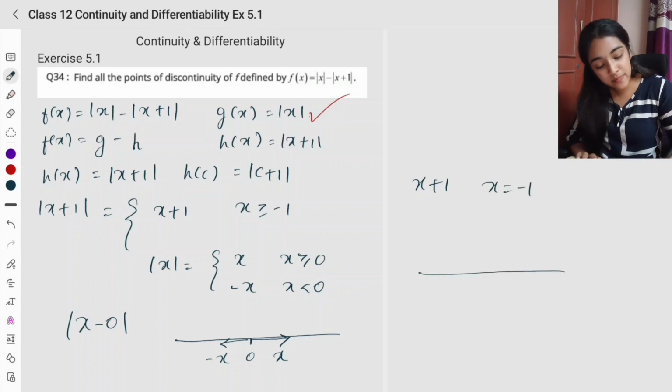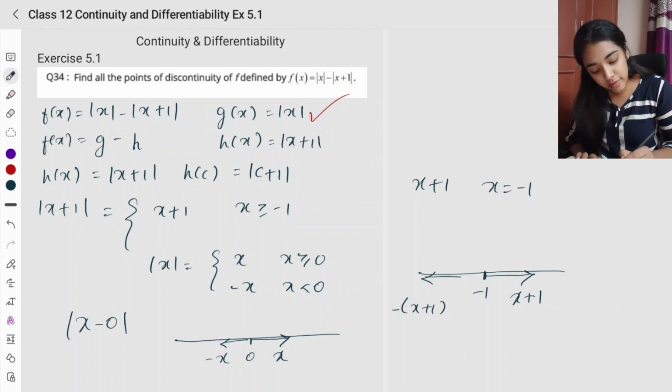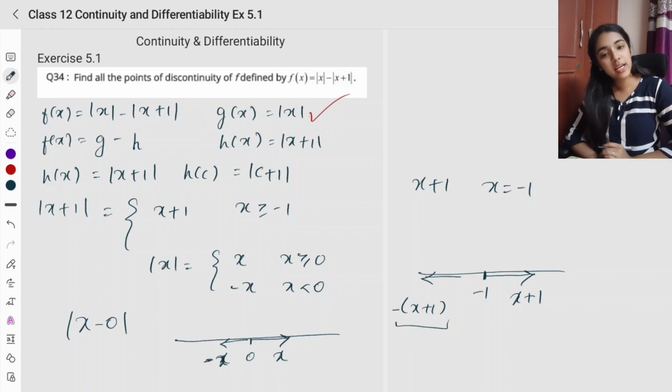So in your number line, whenever you take the value of minus 1, the values to the right of minus 1 are going to be positive, which is x plus 1. And to the left of minus 1, it is going to be the negation of x plus 1. Here, you have minus of x plus 1.